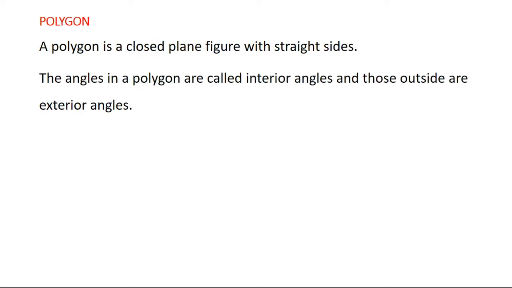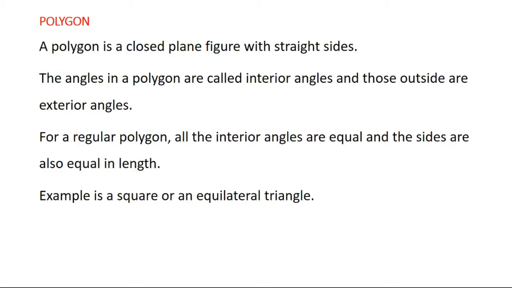Now, the angles in a polygon are called interior angles and those outside are called exterior angles. I hope by this time you are conversant with interior and exterior angles. If you take a polygon, the angles inside the polygon are called interior angles and those outside are called exterior angles. For a regular polygon, all the interior angles are equal and the sides are also equal in length.